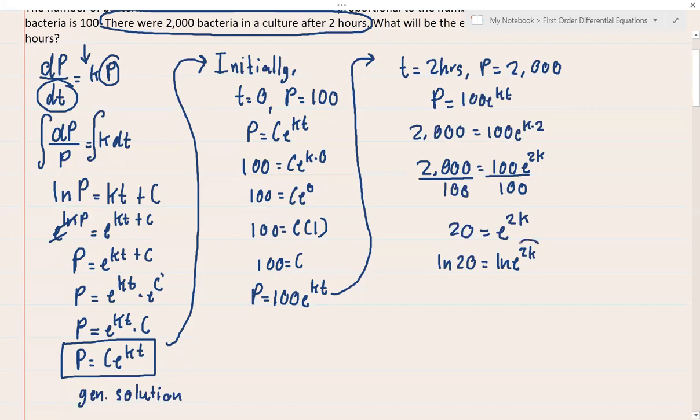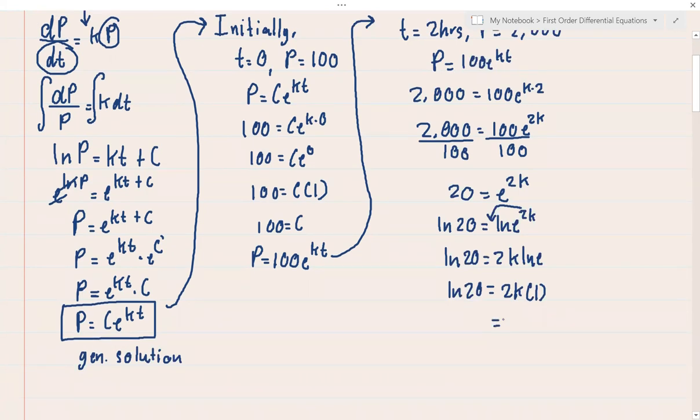Alright? Then, as you can see, si 2K, isa siyang exponent sa E. So we can bring down 2K on the side. So we will have 2K times ln of E. Okay? So dito, sa ln of E, remember, ln of E is equivalent to 1. Okay? Ln of E is equivalent to 1. Alright? Therefore, we will have 2K times 1 is equal to ln of 20. So 2K times 1, obviously magiging 2K yan, is equal to ln of 20.